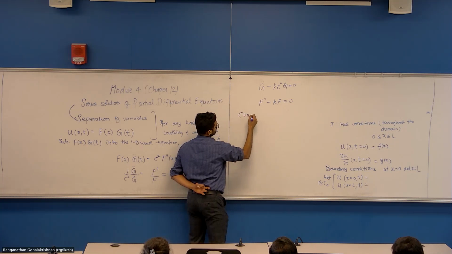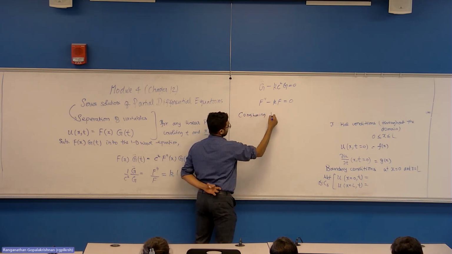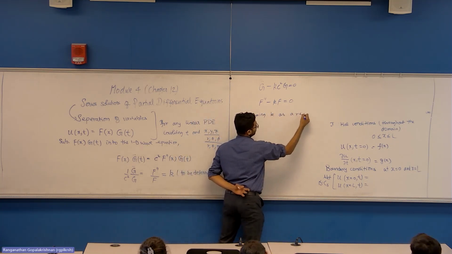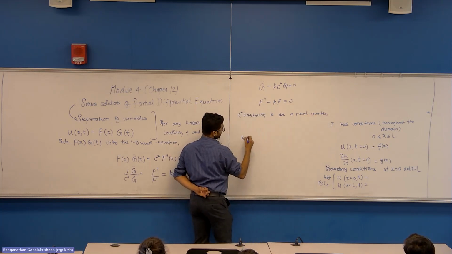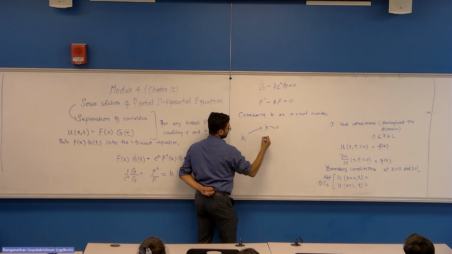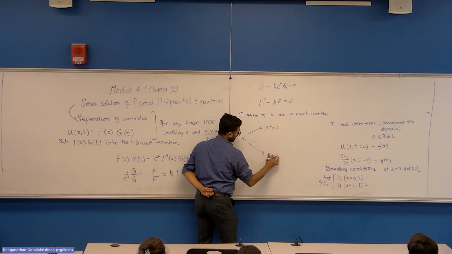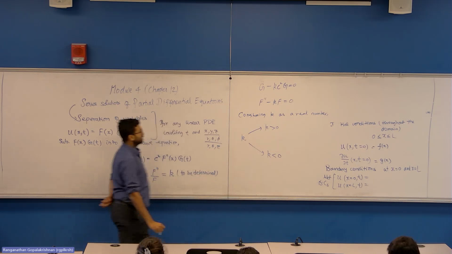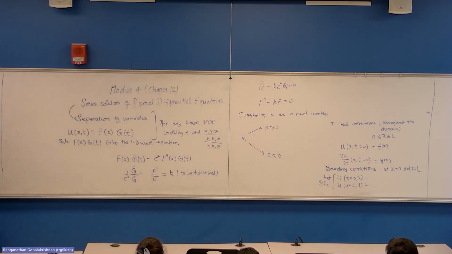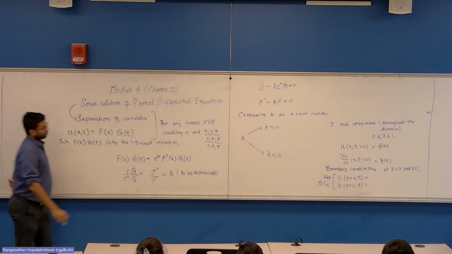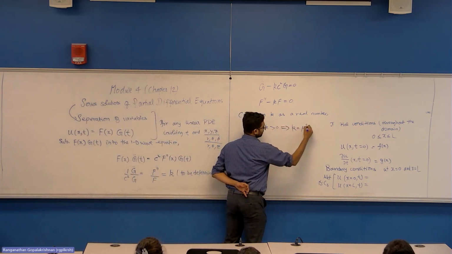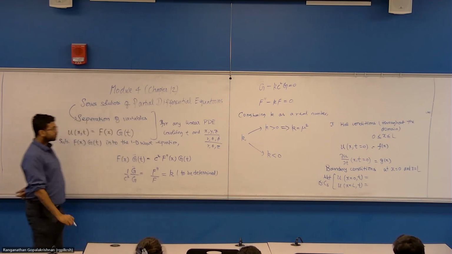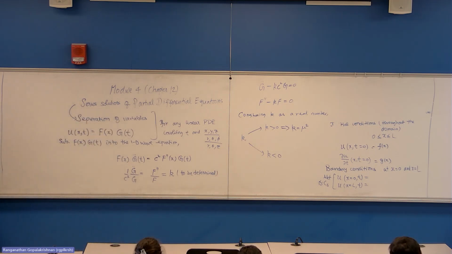So constraining K as a real number and considering the possibility that K could be positive and K could be negative. These are the two possibilities if we say K is to be a real number. Suppose K is positive, we'll call K equal to some mu squared.